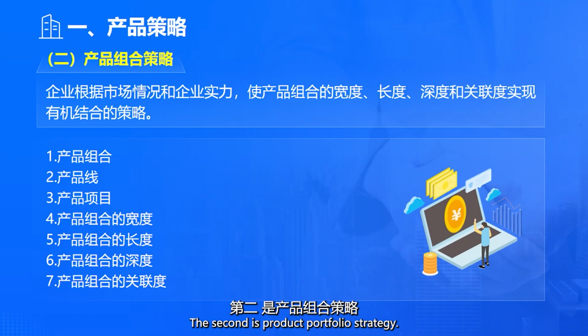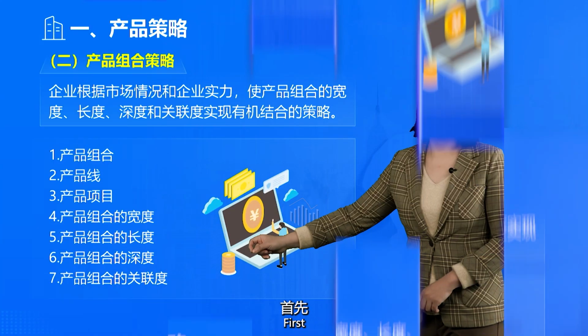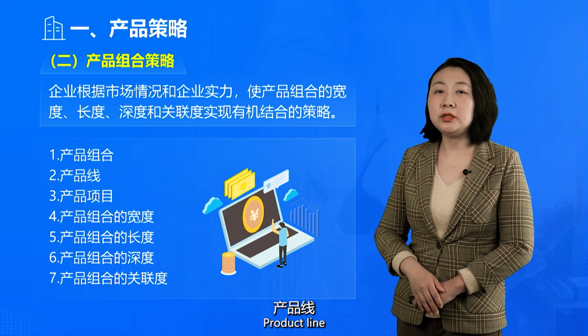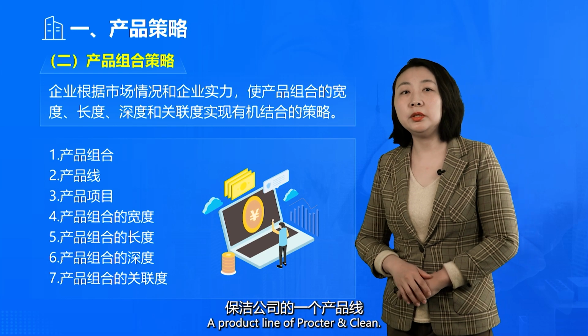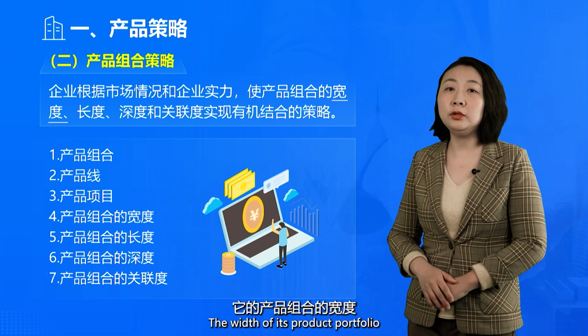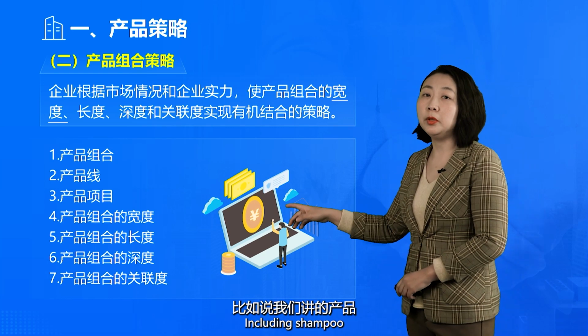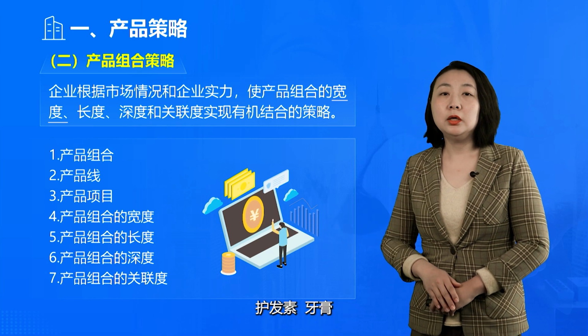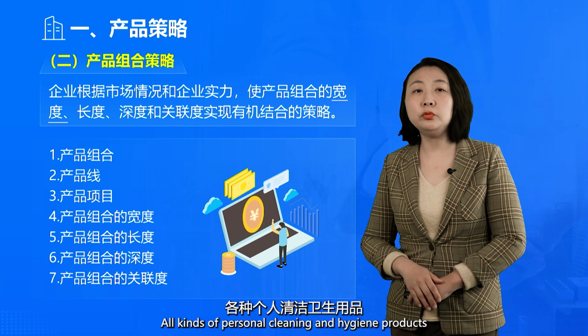The second is product portfolio strategy. It contains the following 7 aspects. First, let's use a case to illustrate. Take the product lines of Procter & Gamble and the width of its product portfolio, for example: the products include shampoo, conditioner, toothpaste, and all kinds of personal cleaning and hygiene products.